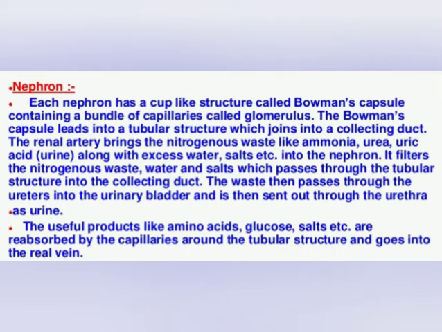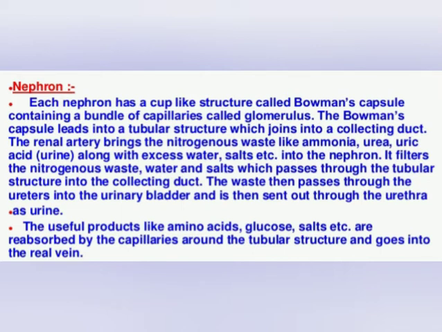Nephron. Each nephron has a cup-like structure called Bowman's capsule, containing a bundle of capillaries called glomerulus. The Bowman's capsule leads into the tubular structure which joins into the collecting duct. The renal arteries bring the nitrogenous waste like ammonia, urea, uric acid, that is the urine, along with excess water, salts, etc. into the nephron.